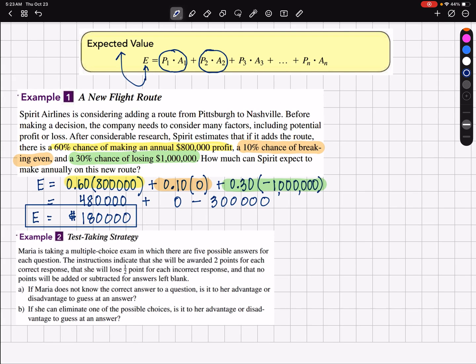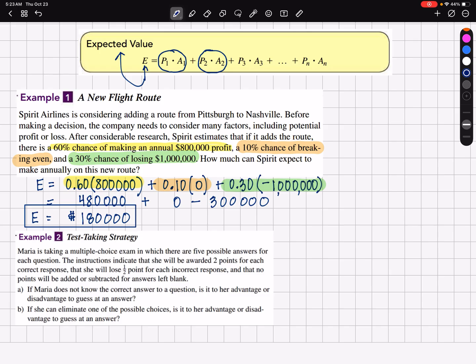Okay, we can do this not just with financial, but we can also do it with, in this case, test-taking strategies. Now, Maria is taking a multiple choice exam in which there are 5 possible answers for each question. The instructions indicate that she will be awarded 2 points for each correct response. She's going to lose a half a point for each incorrect response, and no points will be added or subtracted for answers that are left blank. If Maria does not know the correct answer to a question, is it to her advantage or disadvantage to guess at an answer? We're going to start there.